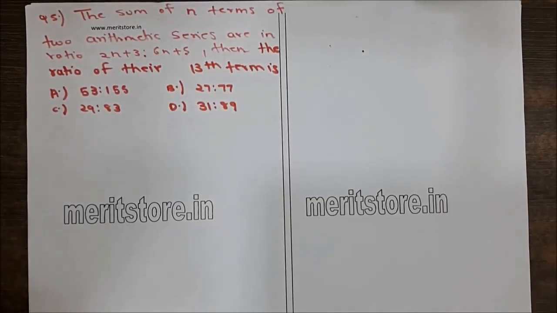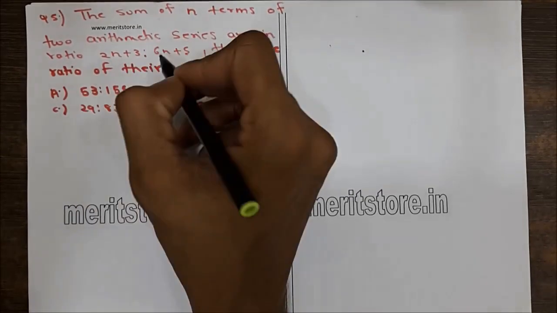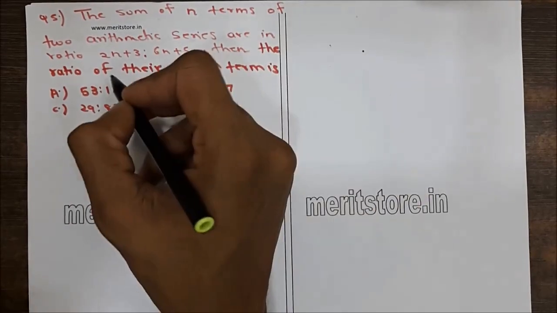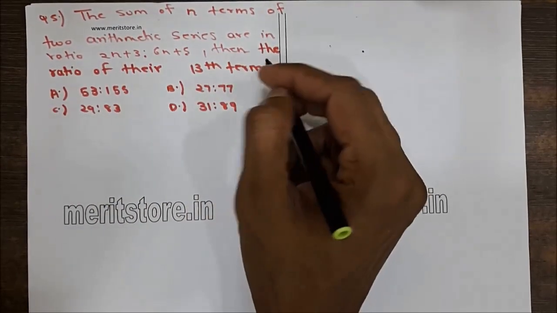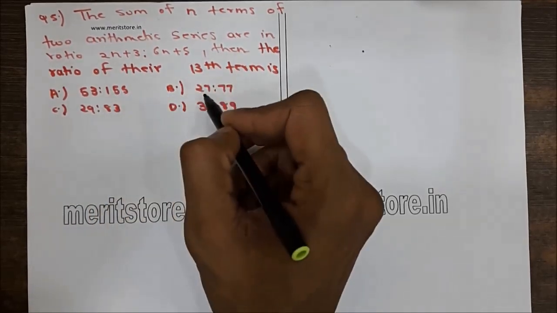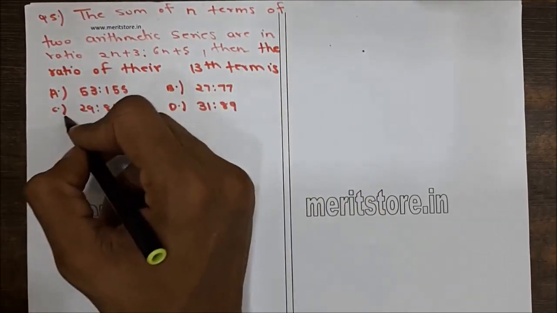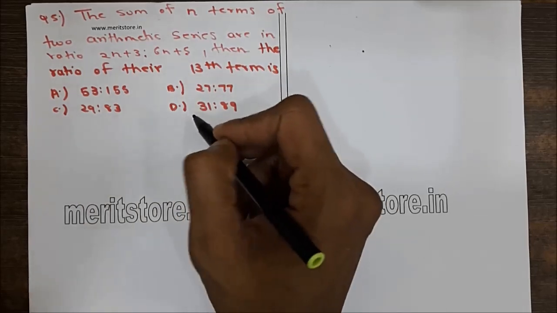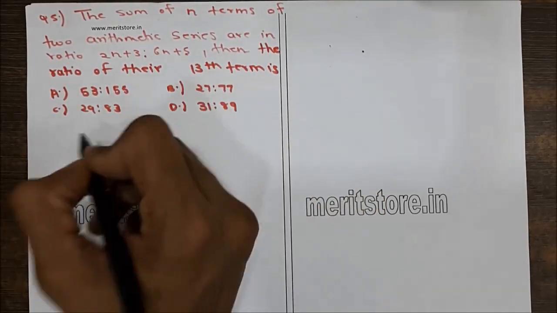Question 5. The sums of n terms of two arithmetic series are in the ratio 2n plus 3 is to 6n plus 5. Then the ratio of the 13th terms is, we have four options: A, 53 is to 155; B, 27 is to 77; C, 29 is to 83; and D, 31 is to 89.